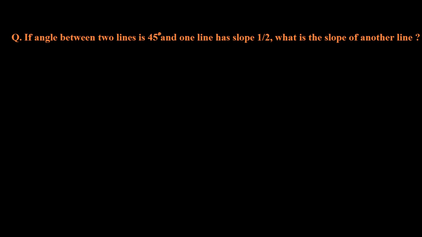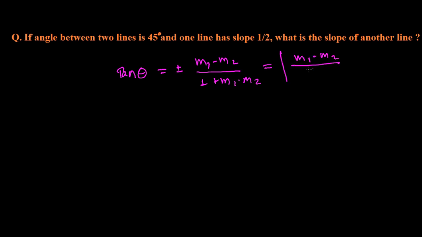In the previous video, we found the formula to find the angle between two lines if the slopes of the lines are given. If theta is the angle between the two lines, then tan of the angle between the two lines will be equal to plus minus (m1 minus m2) over (1 plus m1 times m2). Sometimes we generally take the modulus value also, m1 minus m2 divided by 1 plus m1 times m2.